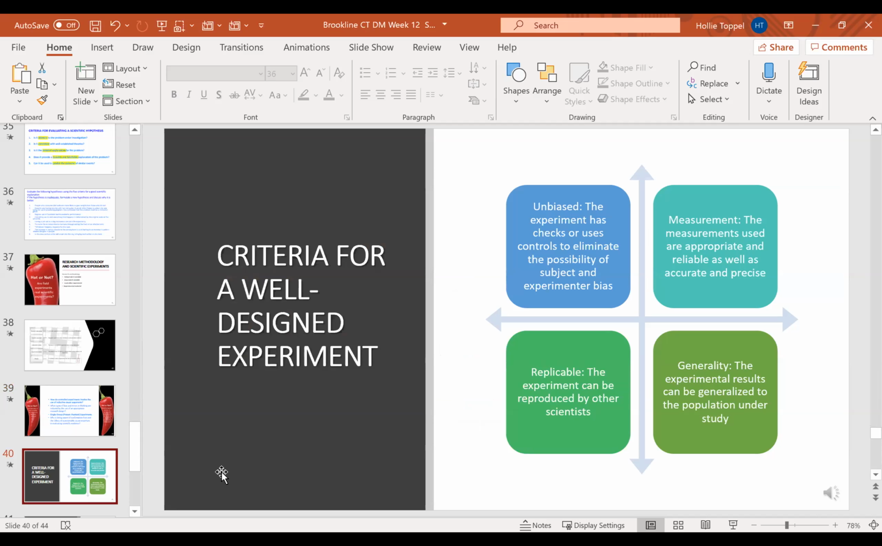Criteria for a well-designed experiment. Again, we need this unbiased. The measures have to be appropriate, reliable, accurate, and precise. It's replicable. The experiment can be reproduced by any other person in the universe with everything being the same except for the person running it. In generality, we can say it's good for everybody.